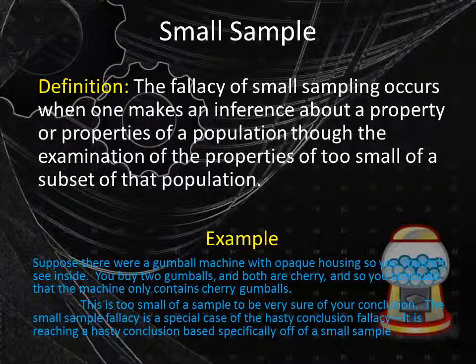Okay, imagine that you have a gumball machine, but that the glass of this gumball machine is opaque, so that you don't know what kind of gumballs it contains. Now imagine that you buy 2 gumballs, and that both are cherry, and so you reach the conclusion that all the gumballs must be cherry. What is the problem here? The problem is that the gumball machine likely contains hundreds of gumballs, and yet you only sampled 2 of them to reach your conclusion that they were all cherry. Suppose that the gumball machine contains equal portions of cherry and grape. If that were the case, then your odds of getting 2 of the same flavor.